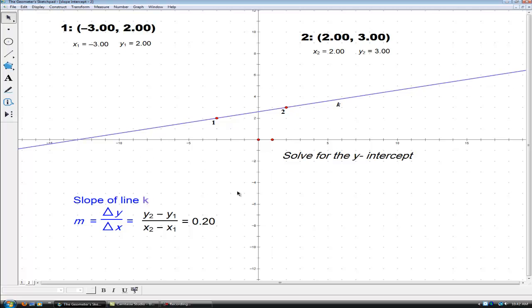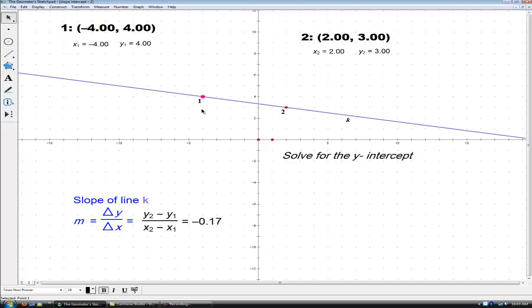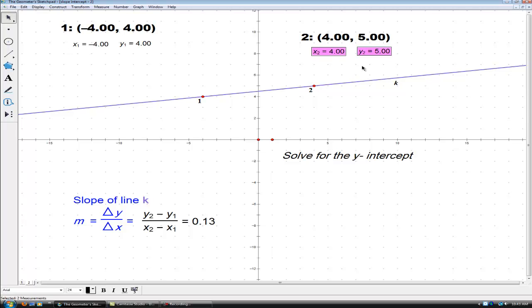Now to talk about calculating slope and y-intercept, let's look at this screen, which has 2 points defining line K, point 1 and point 2. You can see that I can drag these points around, and the x and y values of point 2 are right here. They're also listed as coordinates. The x and y values of point 1 are listed here, and then here together as a coordinate pair.